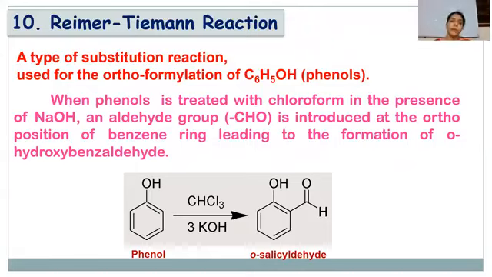Next reaction is Reimer-Tiemann reaction. Reimer-Tiemann reaction is a type of substitution reaction. It is used for the ortho formylation of the phenol. Formylation means to introduce an aldehydic group in the product. When phenol is treated with chloroform in the presence of alkali like NaOH or KOH, an aldehydic group, CHO group, is introduced at the ortho position of benzene ring, leading to the formation of orthohydroxybenzaldehyde, or it is known as ortho-salicylaldehyde.